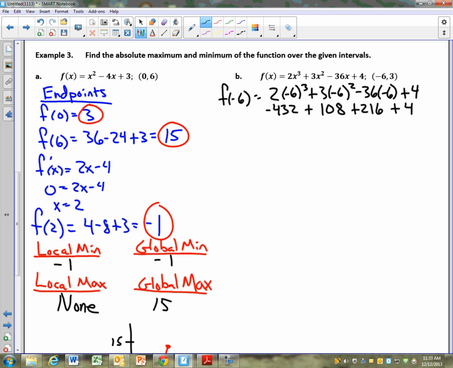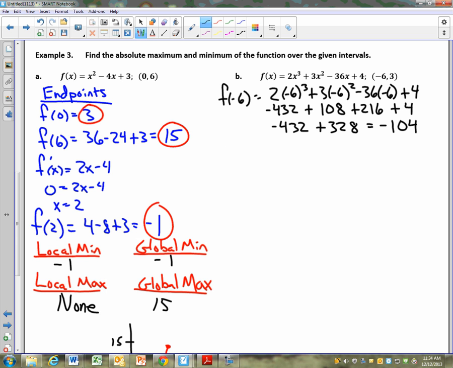So we'll add our positives together. -432 plus 328. So that's going to be equal to -104. Anybody do that on your calculator? Okay. So -104 is the value for our endpoint.